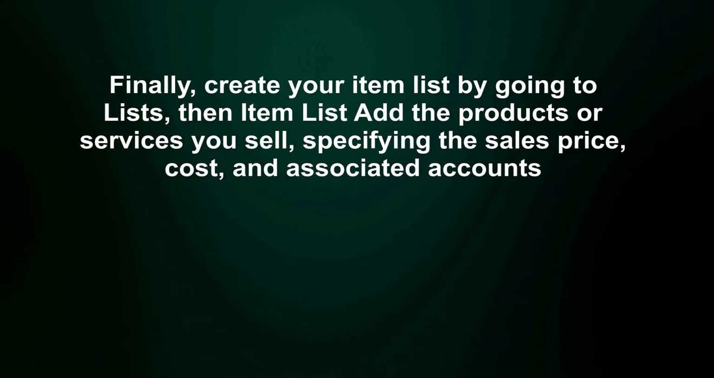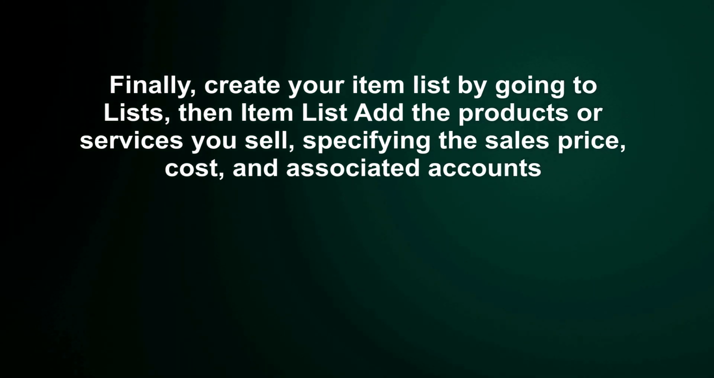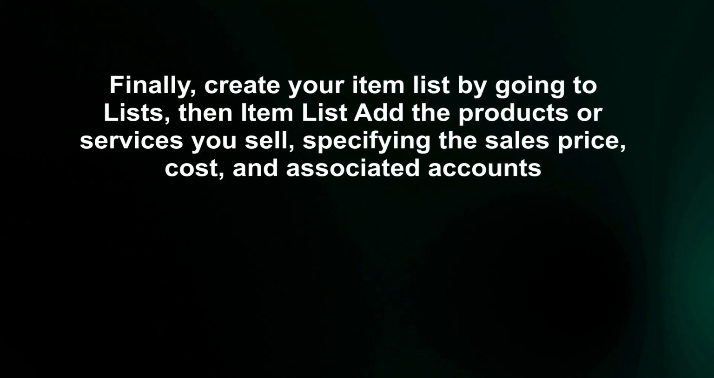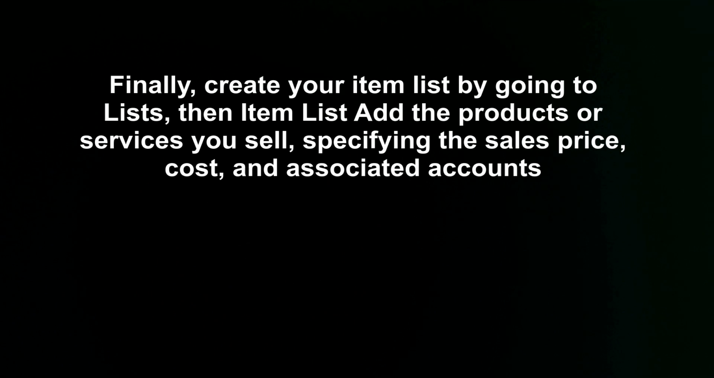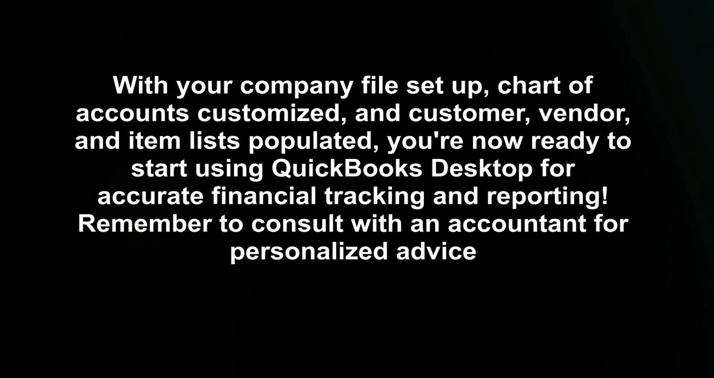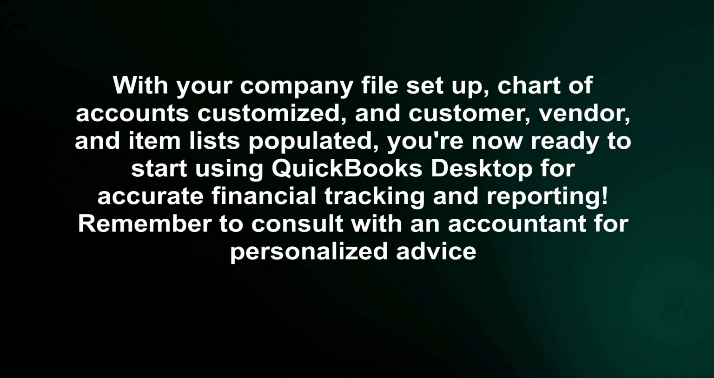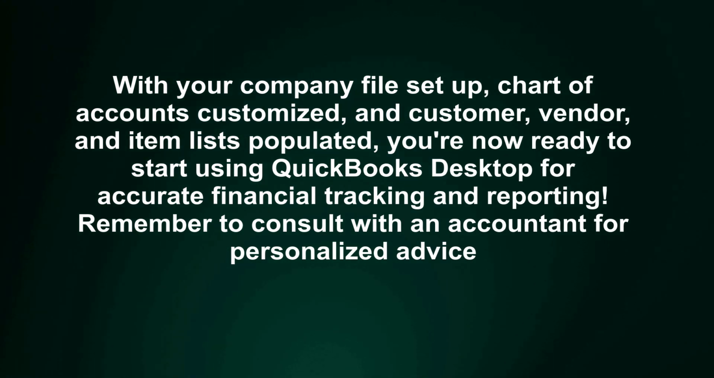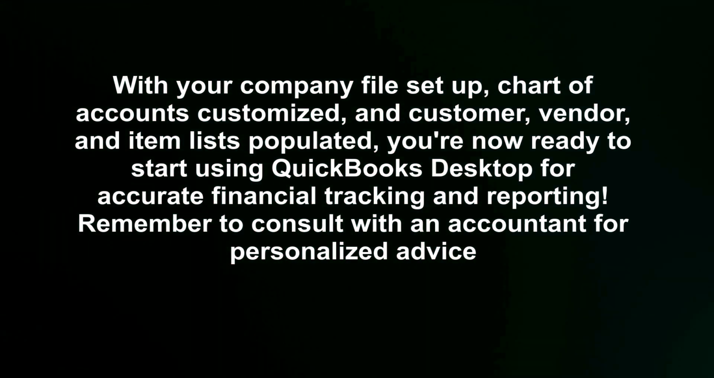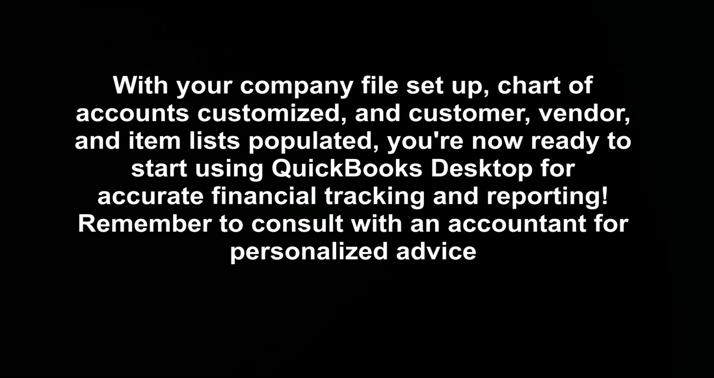Finally, create your item list by going to Lists, then Item List. Add the products or services you sell, specifying the sales price, cost, and associated accounts. With your company file set up, chart of accounts customized, and customer, vendor, and item lists populated, you're now ready to start using QuickBooks Desktop for accurate financial tracking and reporting.